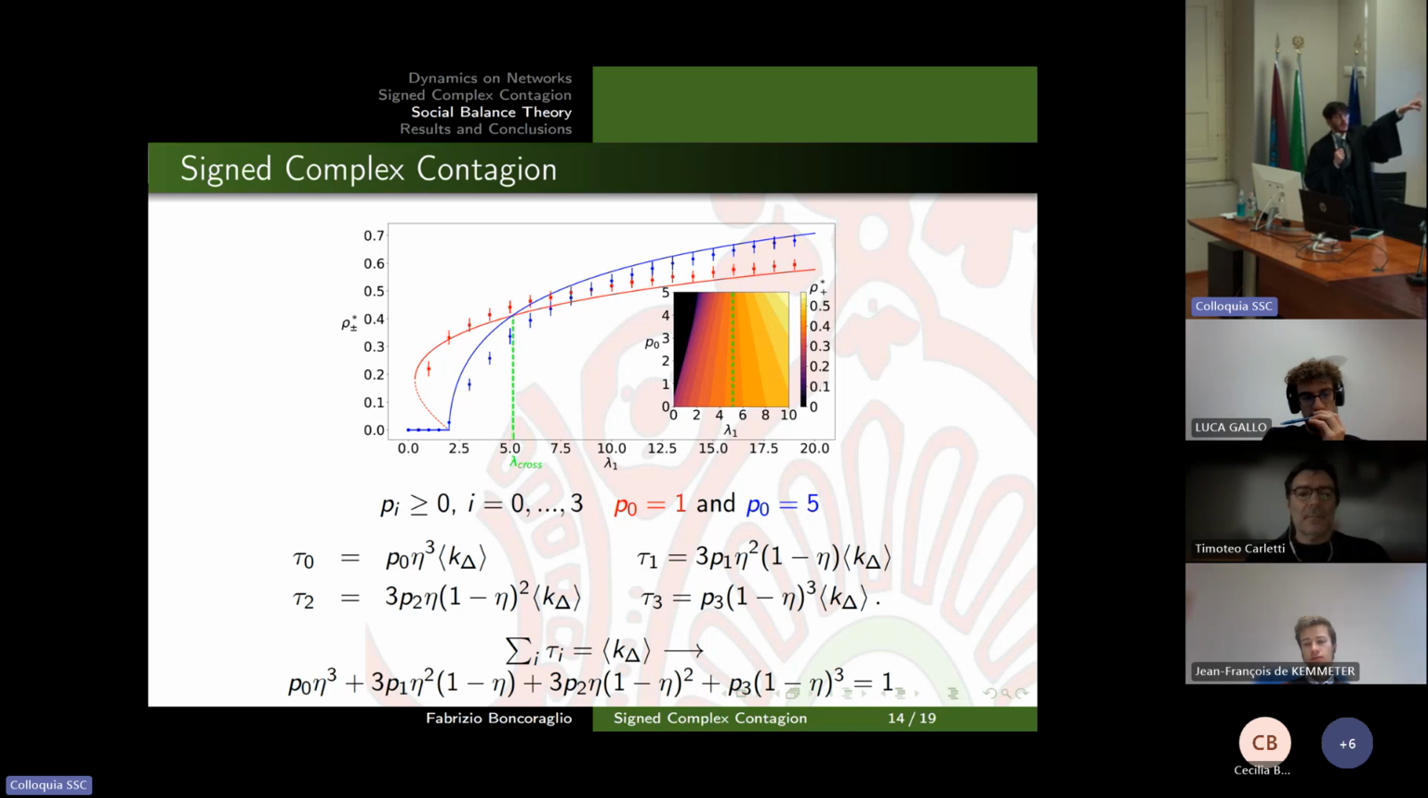The opposite behavior occurs for large values of infectivity, in which the blue curve is above the red one, and so it means that more unbalanced triangles lead in the stationary state to a higher stationary density of infected individuals. Note that in a real social system we would be more likely to bet on the red curve because we expect more balanced structures rather than unbalanced.